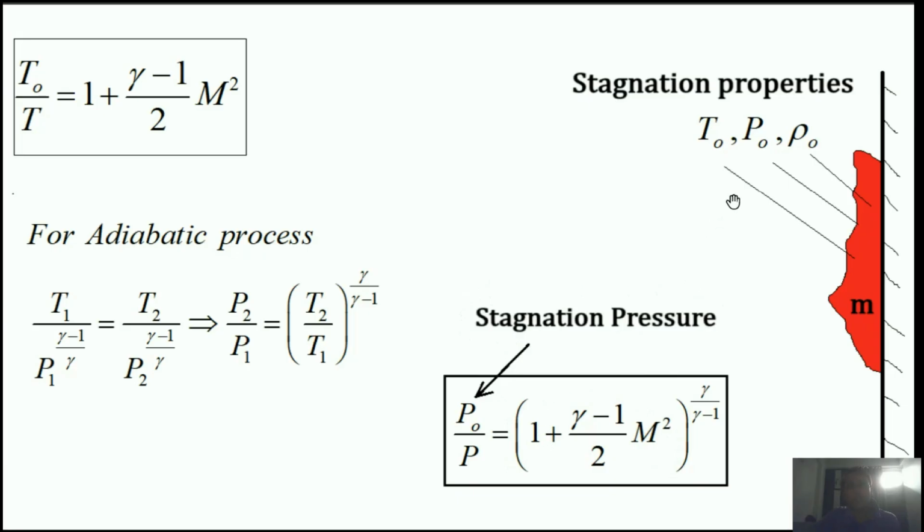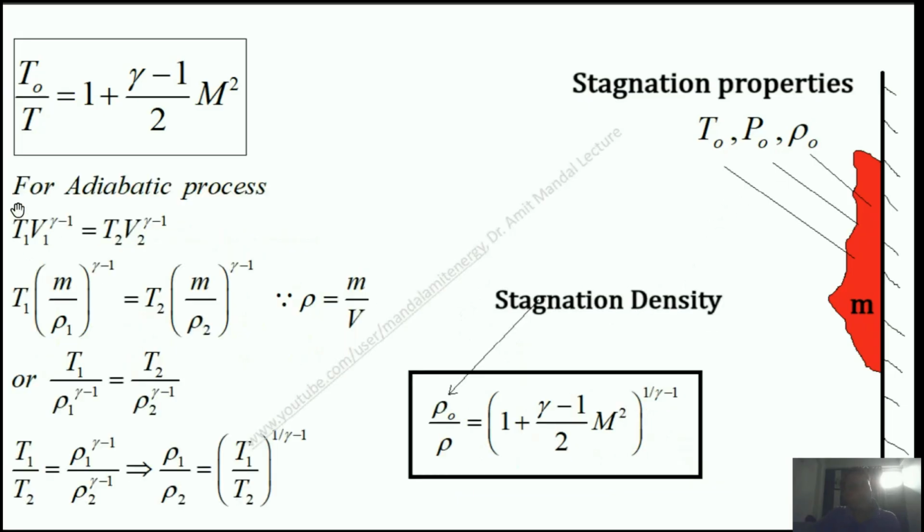Now we will move toward the stagnation density. Okay, we know this thing that for an adiabatic process, there is also one more relation: T1 V1 raised to power gamma minus 1 equals T2 V2 raised to power gamma minus 1. But V1 is volume, and we know that mass upon volume is density. So volume can be written as mass upon density. So m upon initial density rho 1, and for V2 also I can write m upon rho 2. So this m will be cancelled out to the power gamma minus 1. So ultimately we will get T1 by rho 1 raised to power gamma minus 1 equals T2 by rho 2 raised to power gamma minus 1.